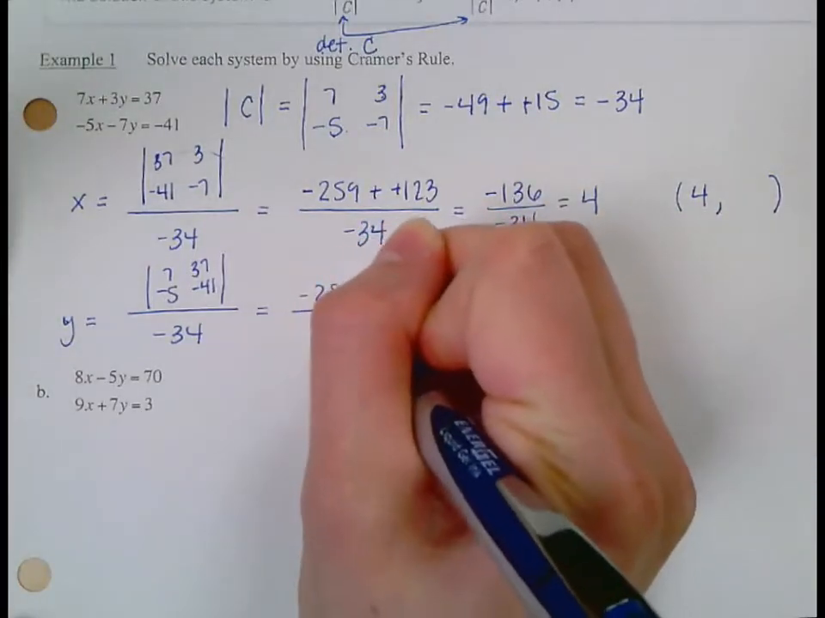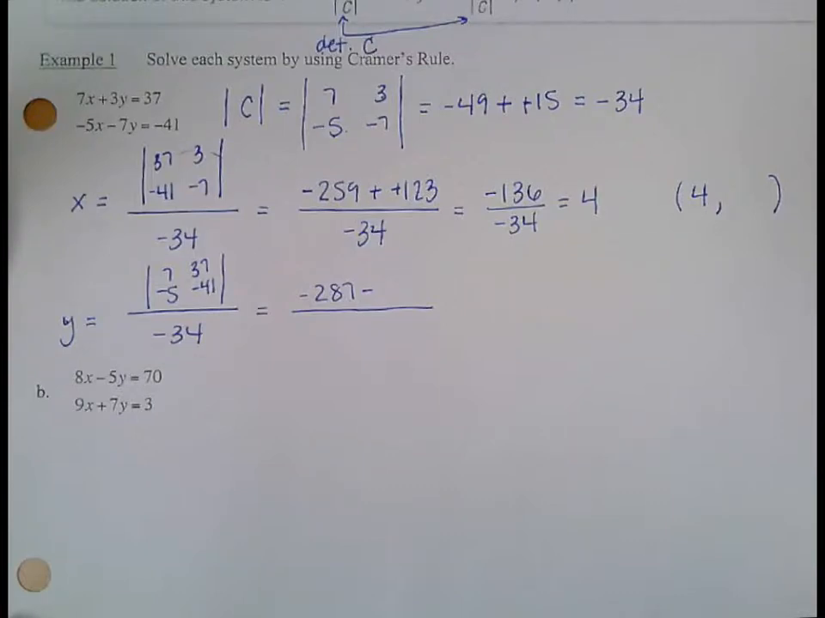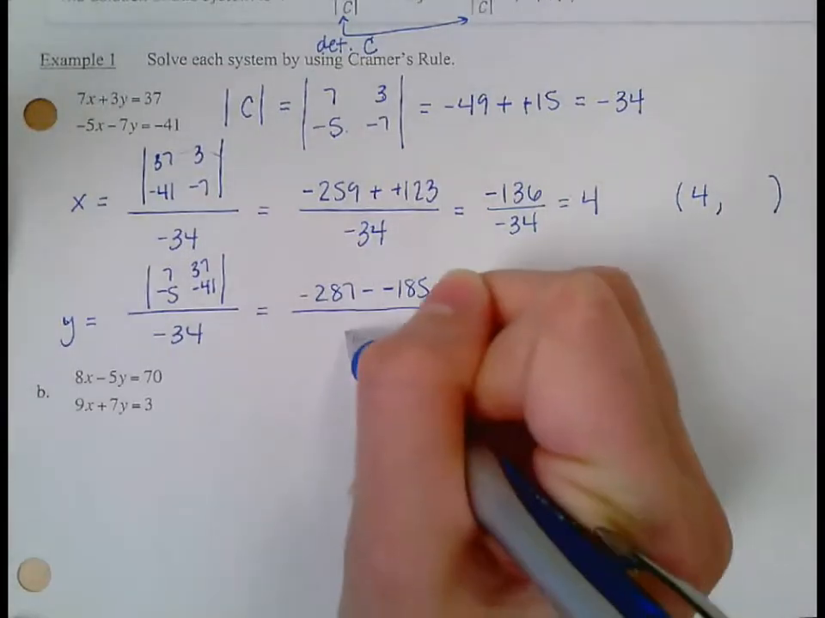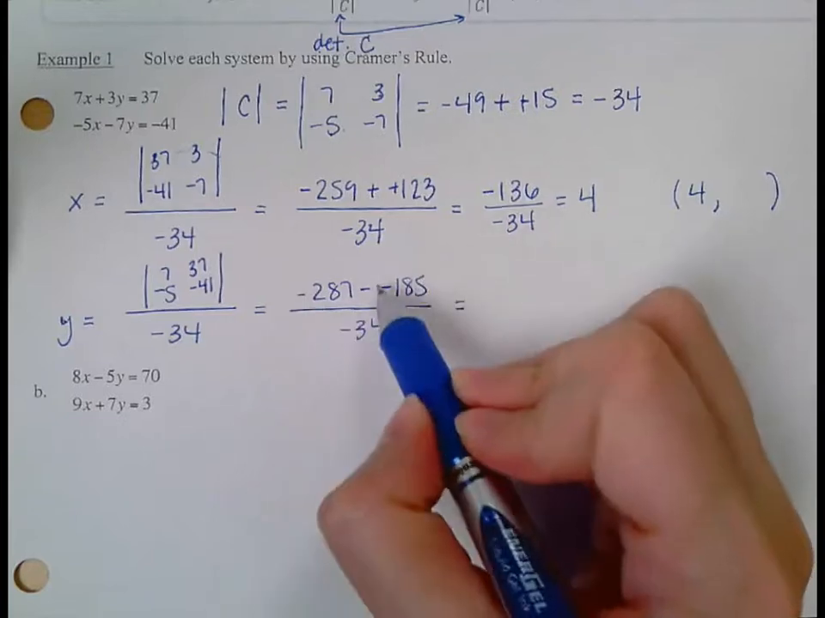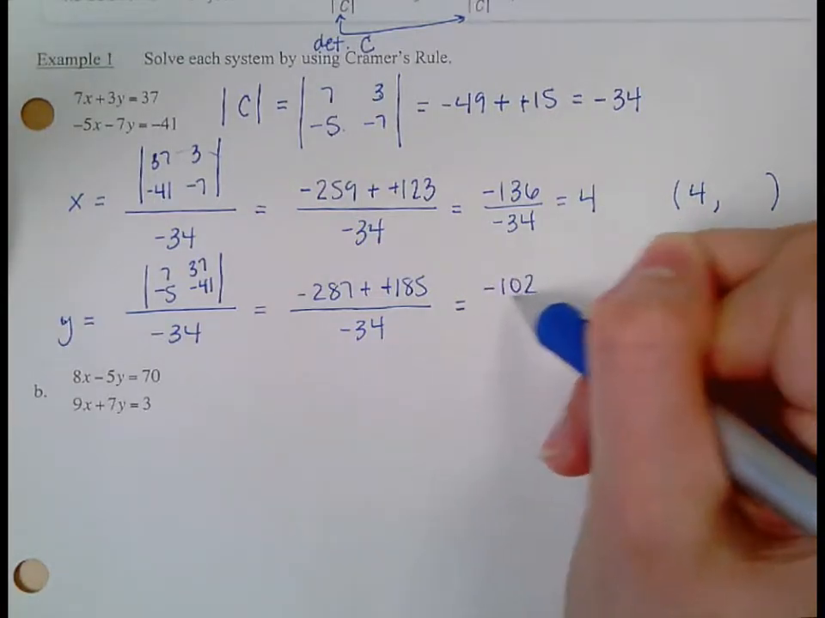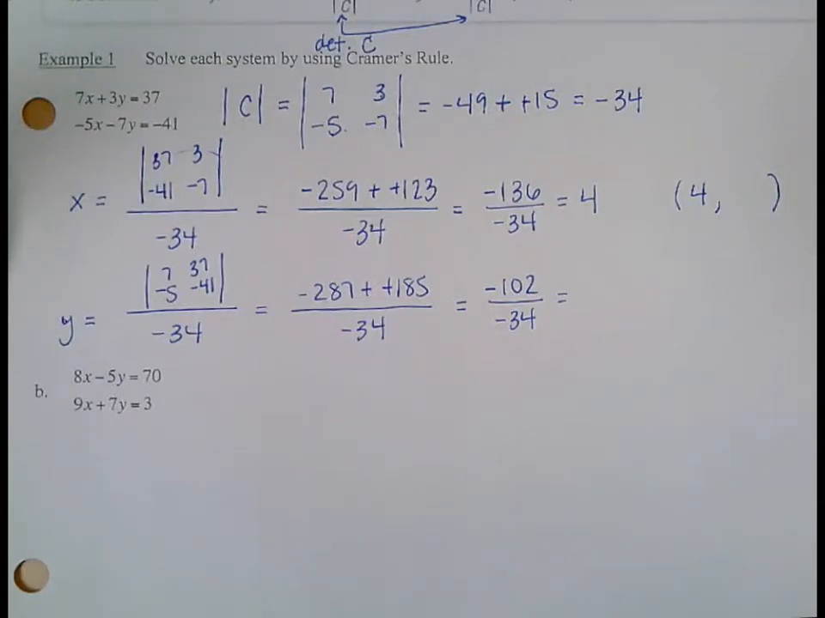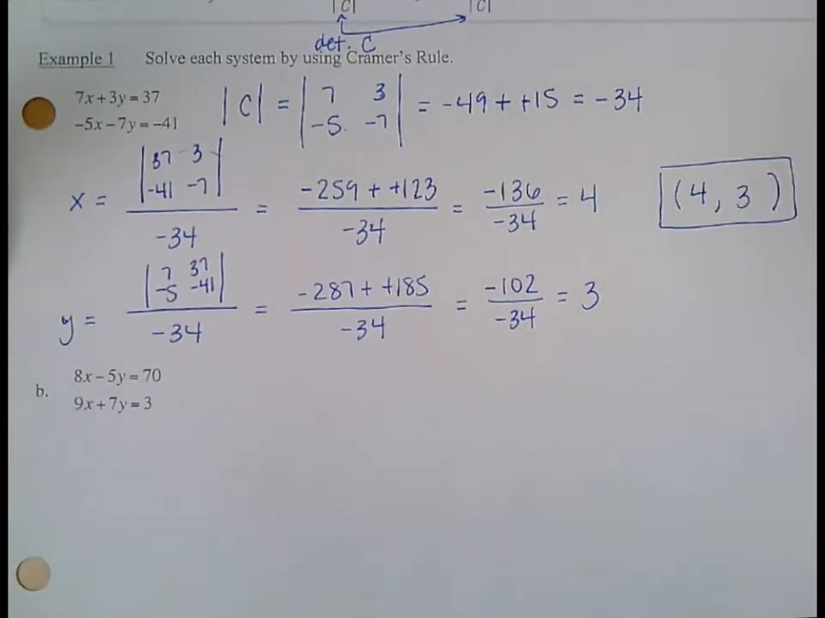That's negative 287 minus the second product, 37 times negative 5, is negative 185. So I'm really adding negative 287 plus 185. That's negative 102. If I divide by negative 34, the y coordinate is 3. And that's the solution to the system.